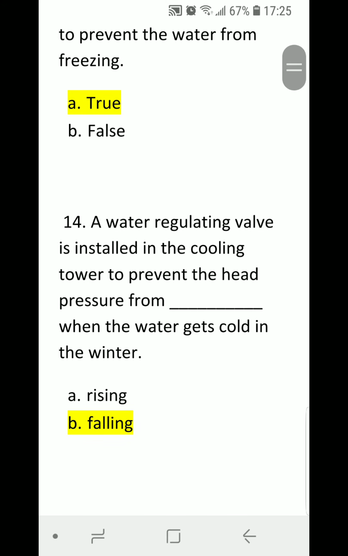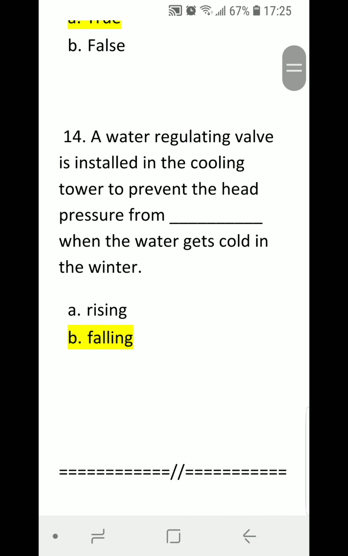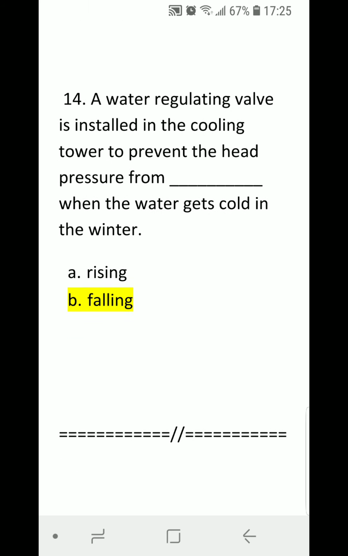Number 14. Last question. Number 14. A water regulating valve is installed in the cooling tower to prevent the head pressure from blank when the water gets cold in the winter. A. Rising. B. Falling. Correct answer is B, falling.